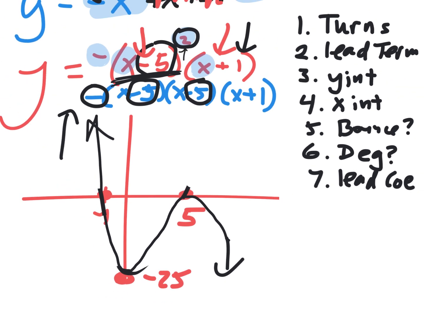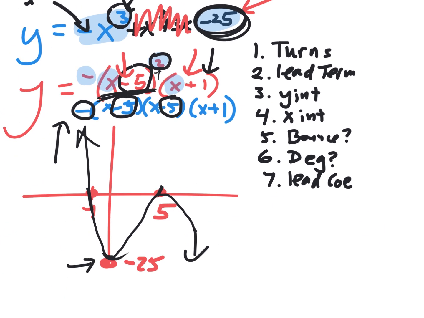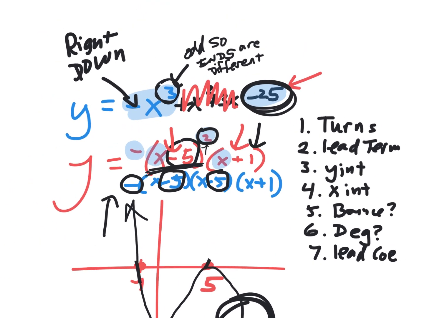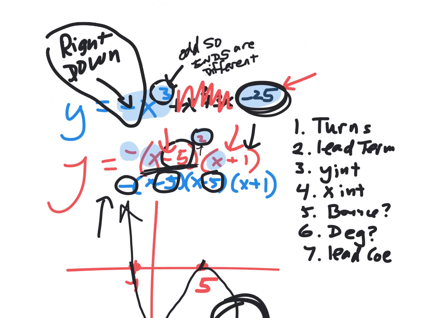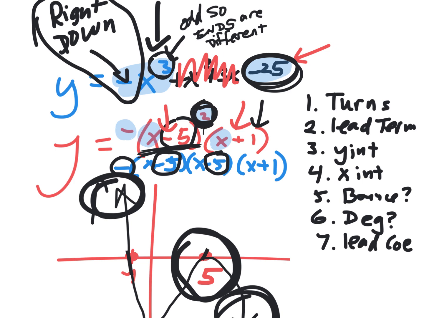Do you get how I got the y-intercept? I multiplied it all out and figured out what number was at the end. Do you get how I knew it was down on the right? Because it was a negative in the front. This part. Do you get how it was up on the left? Because this was odd. So they're going to be different. And why was it bouncing here? Because of that squared right there. I know that's a lot.